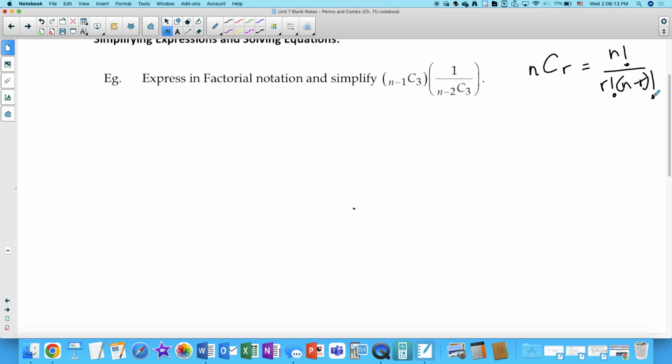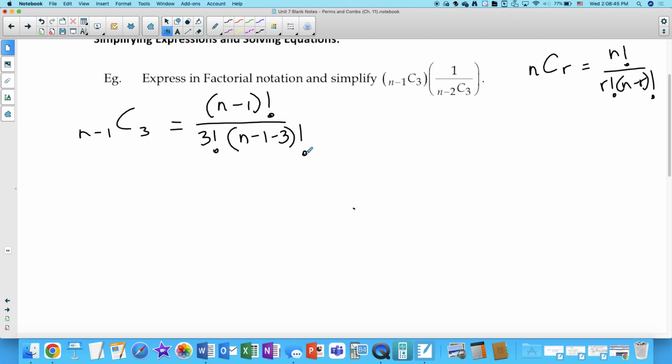Okay, so for n minus 1 choose 3, and you may even want to do this off to the side. This will be, so the n is actually n minus 1. So it's this factorial, n minus 1 factorial, over this factorial, so 3 factorial, times this minus this, n minus 1 minus 3 factorial.